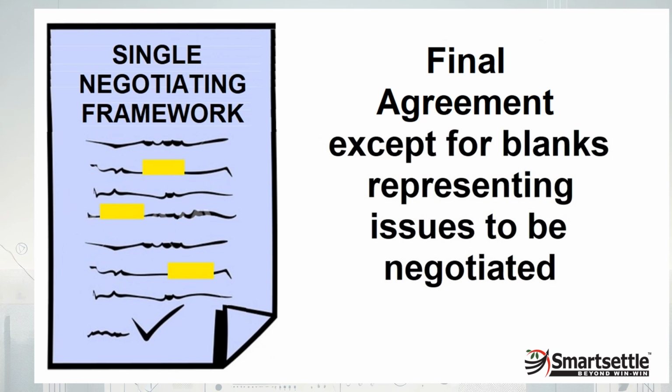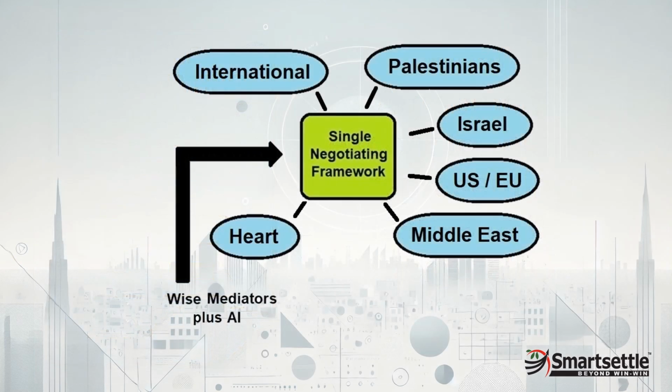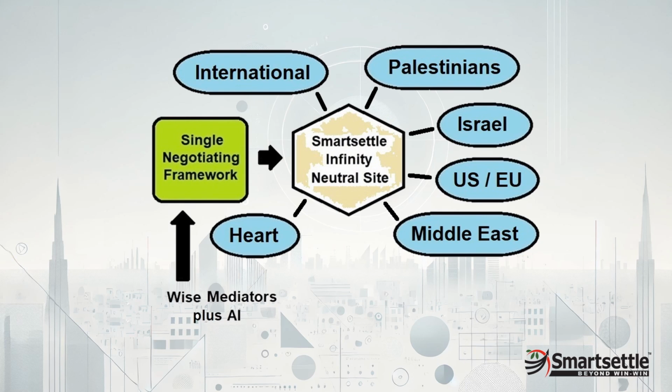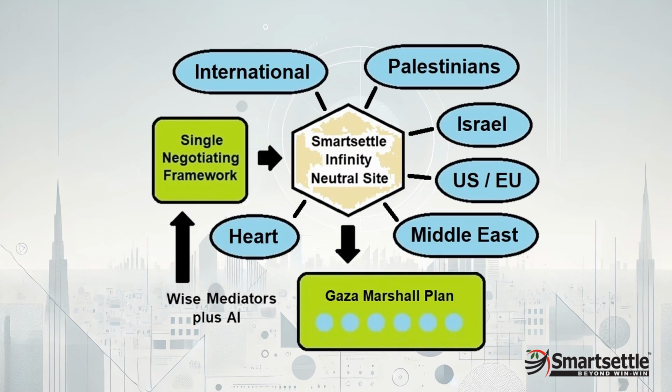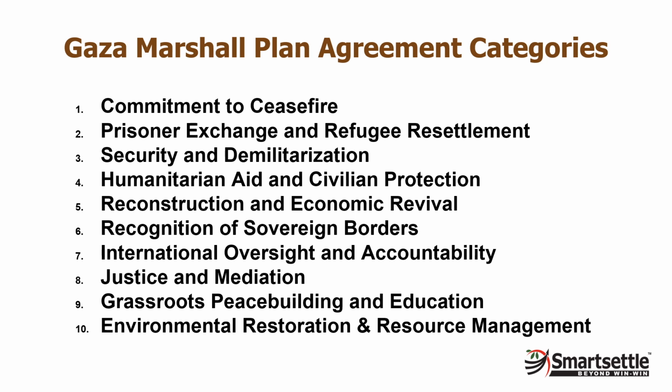Negotiations begin with the creation of a single negotiating framework, a shared draft agreement outlining all the issues to be resolved. This framework evolves throughout the process as stakeholders refine issues, propose options, and adjust preferences until it finally culminates in a comprehensive Gaza Marshall Plan. In our simulation, 10 broad categories were identified.